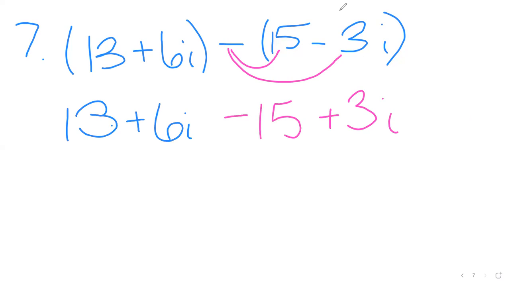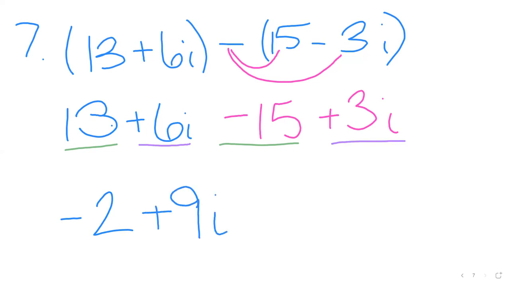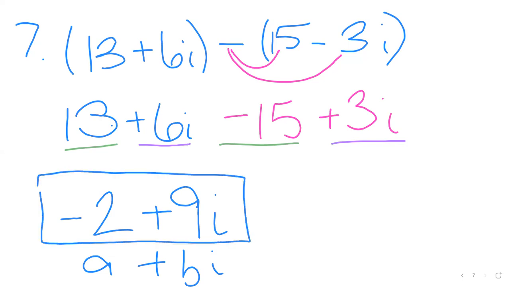Now let's look at things that can be combined. 13 minus 15 for negative 2. And positive 6i, positive 3i for 9i. So there we have it in our a plus bi form, as it would ask of us a complex number, negative 2 plus 9i. That would be our answer. No need to go any further there or try to simplify that anymore.